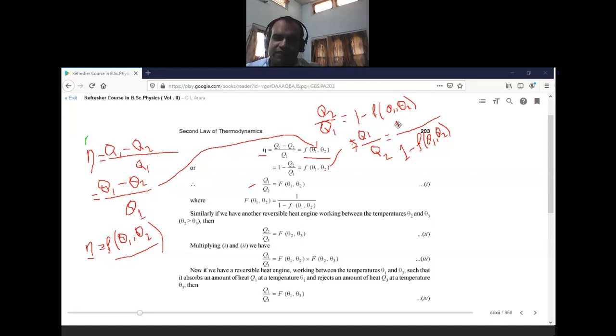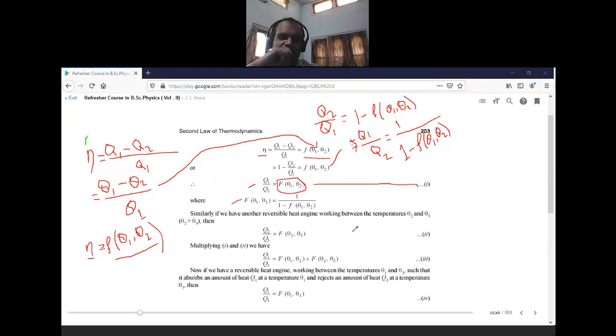But now 1 divided by 1 minus small f theta 1 theta 2, they have taken to be equal to capital F theta 1 theta 2. I mean, it is another function which is again dependent on these two temperatures theta 1 and theta 2. So that capital F theta 1 theta 2 is equal to 1 divided by 1 minus small f theta 1 theta 2. You have understood up to equation 1? It's simple, just numerical steps.